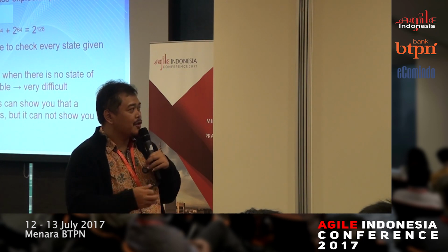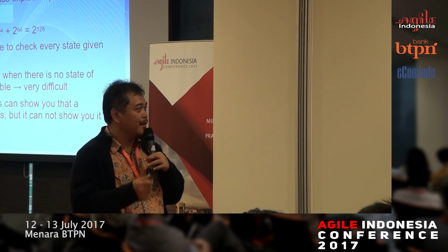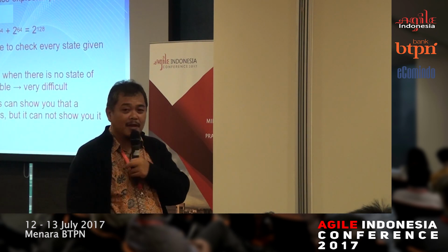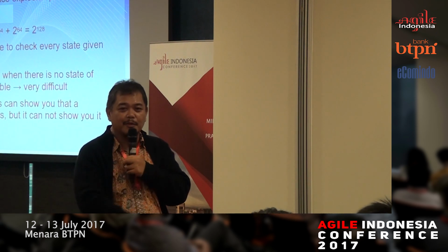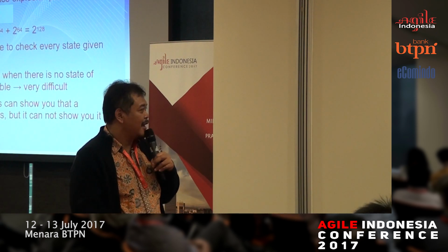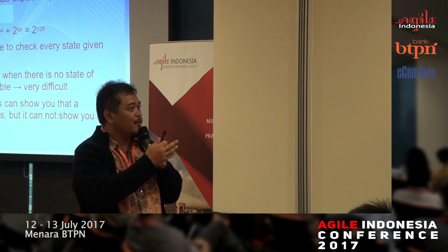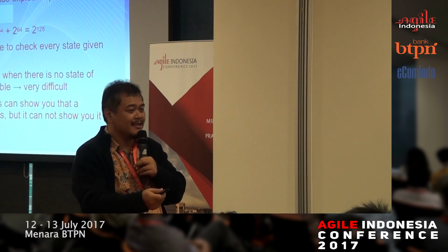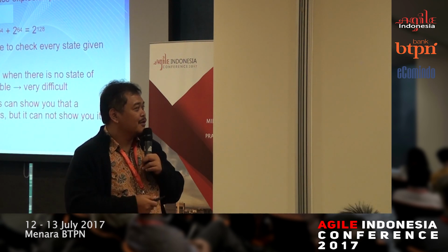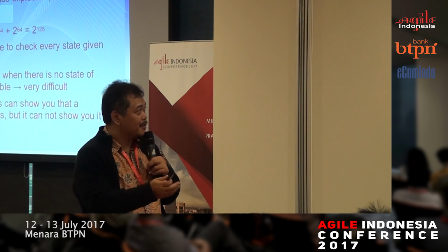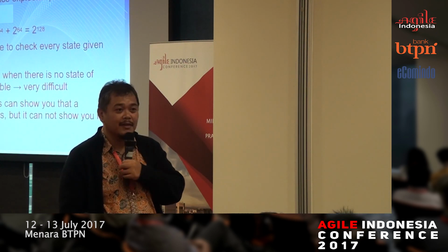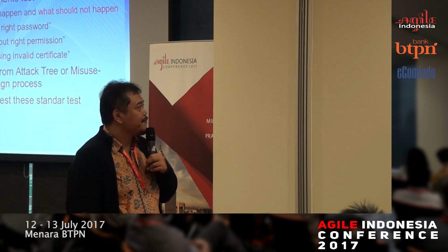So dynamic analysis can show that a vulnerability exists, but it cannot show you its absence. That's the most important part. Okay? I repeat, dynamic analysis can show you that a vulnerability exists, but it cannot show you its absence. Okay? Because why? Because you cannot check every possible input.